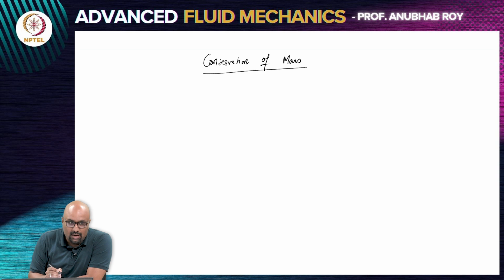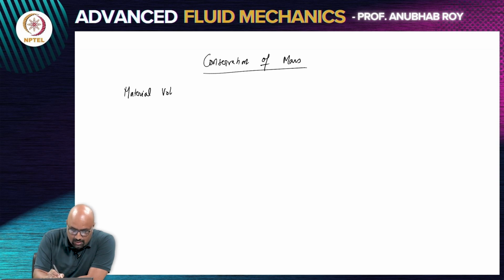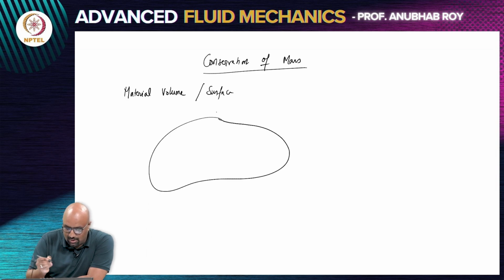There are two ways of arriving at the conservation of mass. The first approach is based on what we have already done in kinematics. We dealt with this idea of a material volume. So you can have a material volume or a material surface. Imagine that you have a region in space that is identified, and this region of space is made up of a whole bunch of fluid particles.